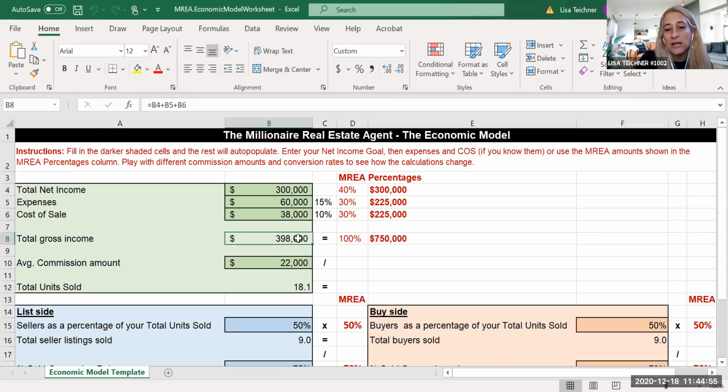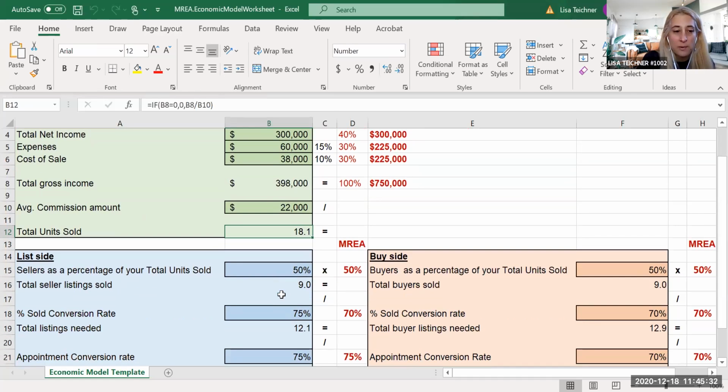Okay, so my gross commission income needs to be 398, if I want to net, that doesn't include taxes, 300,000. And my average commission amount I determined based on my sale price, which was 750. Let me just make sure. 2.75%. No, I don't know what I put on there. I don't remember. But anyway, maybe it was an 800,000 or 750 with the 3% commission. But my average commission amount was 22,000. So that's showing me I need to close 18 units to hit that goal at my average price point.